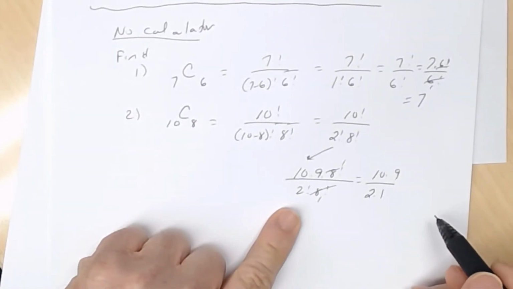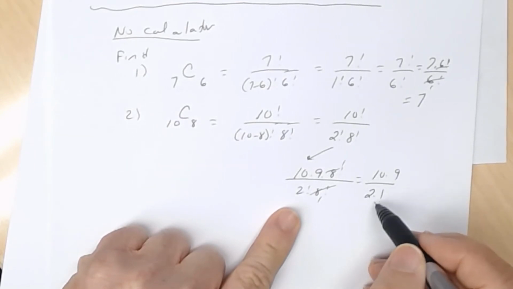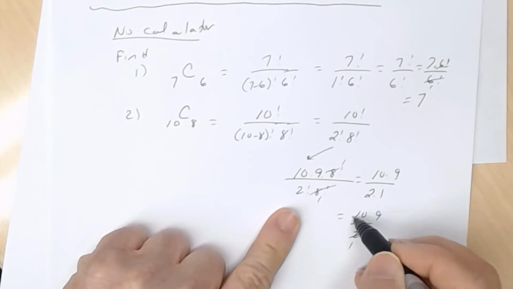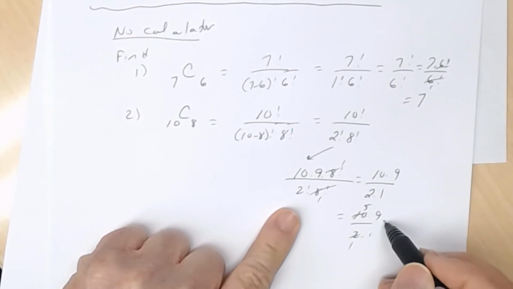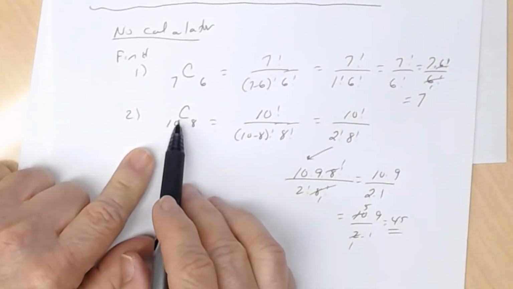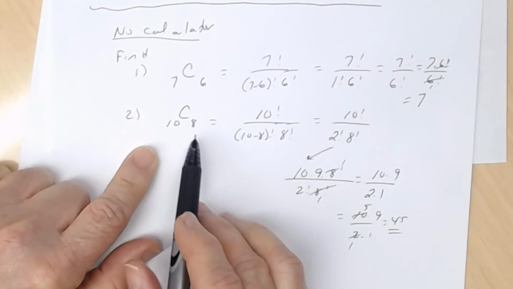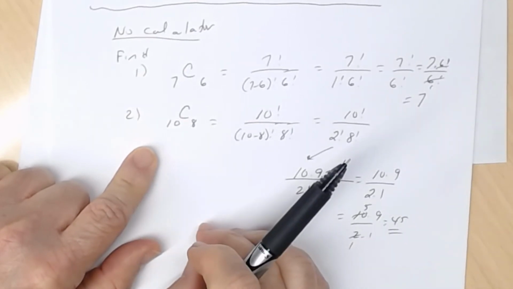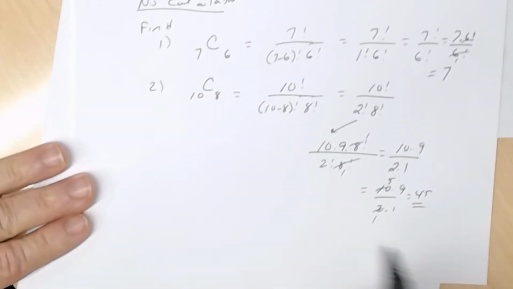Y'all agree? And then let's reduce. So I'm going to go ahead and rewrite this over. 2 into 2 is 1, 2 into 10 is 5, so I get 45. So that's your answer, 45. Okay, so the number of combinations of 10 items taken 8 at a time is 45. Okay, so that's where order does not matter. All right, number 3.